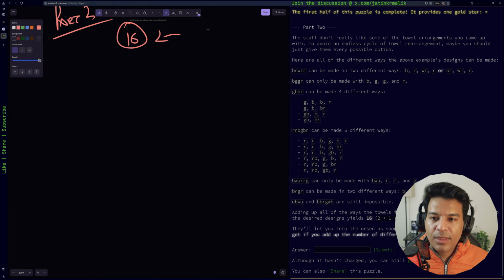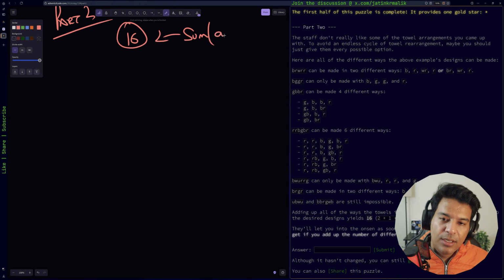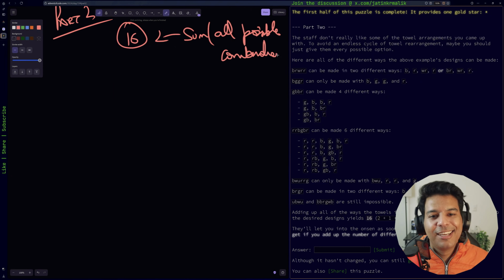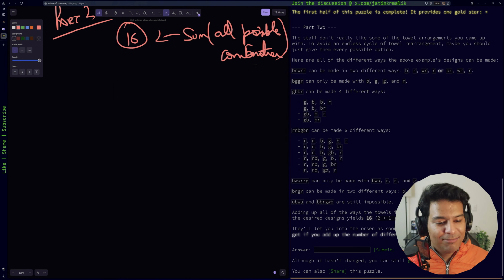So this is the sum of all possible combinations, and return that. And it says that they will let you into an onsen as soon as you have the list. What do you get if you add up the number of different ways you could make each design? So we really need to get into an onsen to take that path.